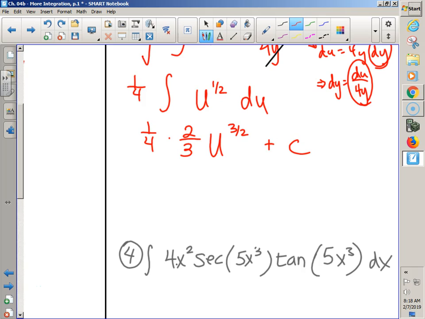Does it make sense, though? If you did get it wrong? We could do 2/12, or we could go ahead and reduce that to be 1/6. But what else am I going to do? Final step. Is it step 5? Replace the u. Who is the u?